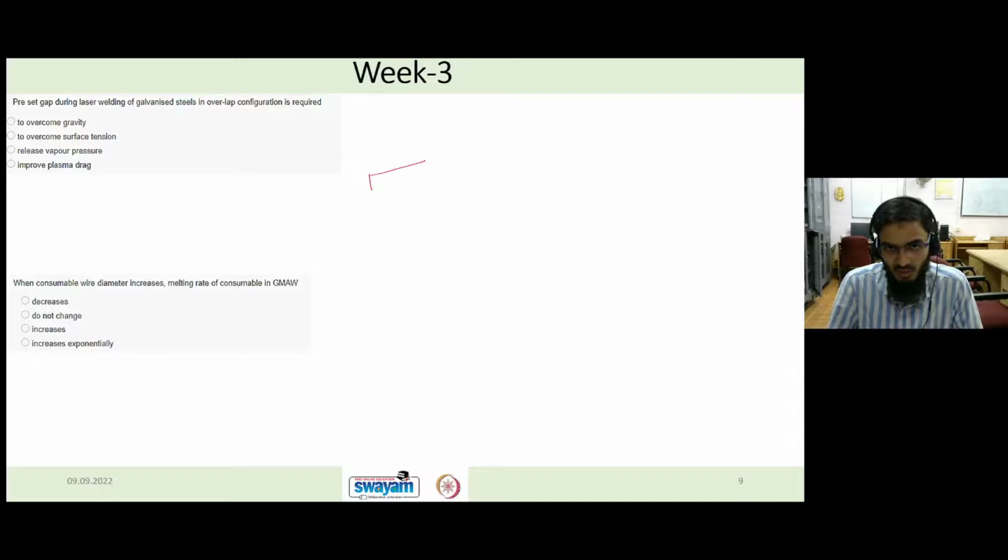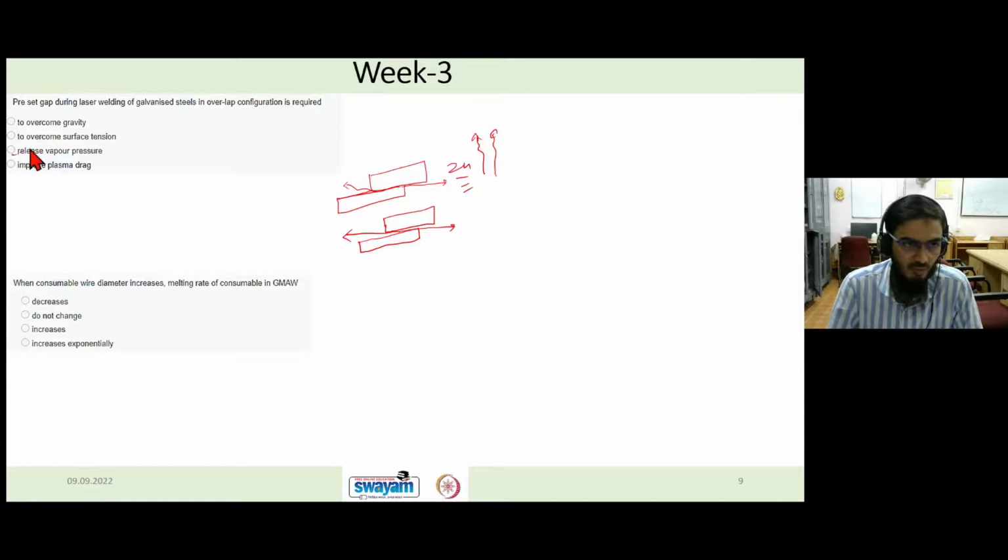So I told you that if you have galvanized sheets which you are going to weld, that is zinc coated sheets or steel, in that case zinc vapor will easily form. So you have to allow those vapors to escape. Otherwise, if they get trapped, they will generate defects inside the weld. So in the overlap configuration, we give some preset gap like this. This preset gap will allow the vapors of zinc to escape so that they won't get trapped. So for this, the right answer will be release of vapor pressure. In order to release the vapor pressure, we have to give a certain gap between these plates so that we get a good weld. Is it clear, Mohan?